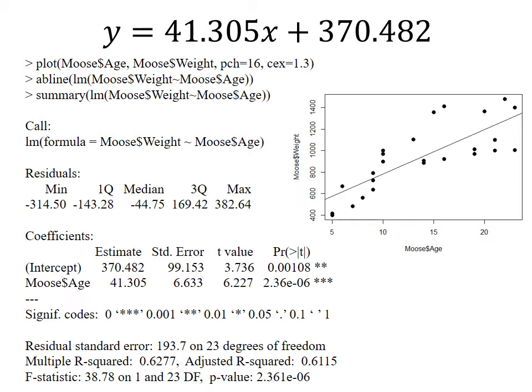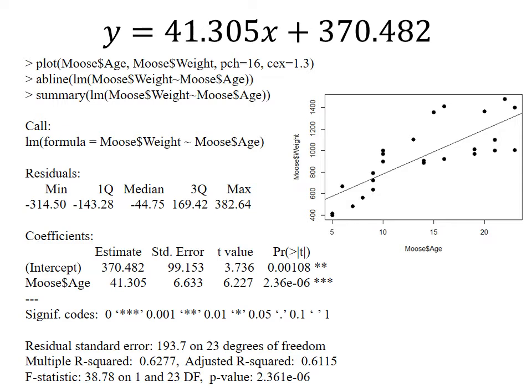And then I want the details of the linear model. What is the slope? What is the intercept? We're not going to do that by hand. R does it for us. So in this case, I'm going to wrap summary around the linear model command. So I do summary, open parenthesis, lm, open parenthesis, moose$weight tilde moose$age, close, and it gives me a whole bunch of stuff.